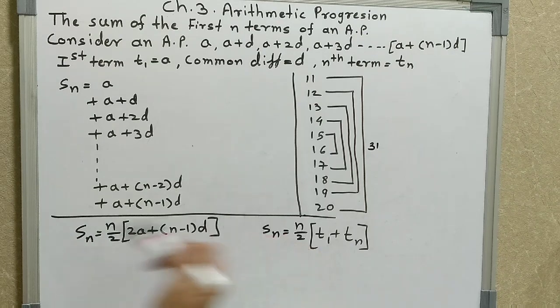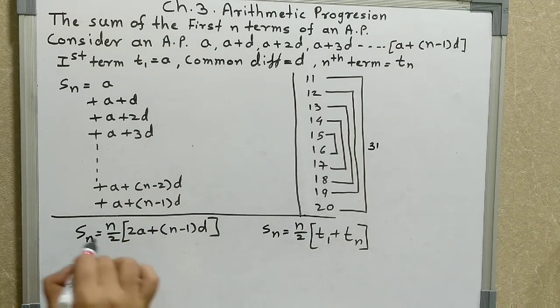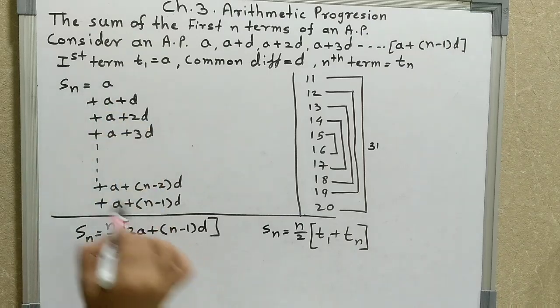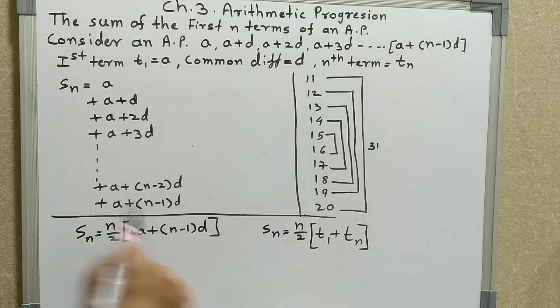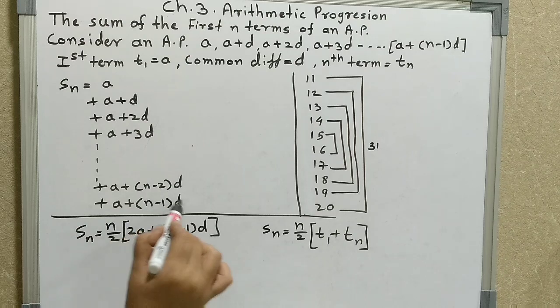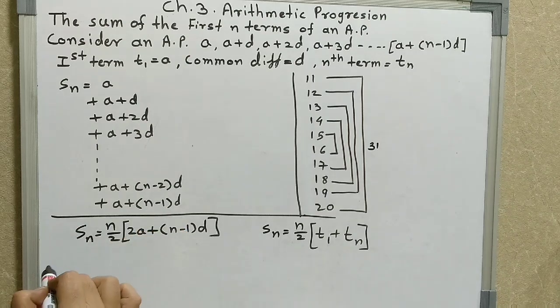Now the same here, Sn, and the same number of terms, n divided by 2. Here the first term is a, and the last term is this. So a plus a is 2a, where a is the first term T1, plus the remaining part, which we write as (n - 1)d. So we form this another formula.